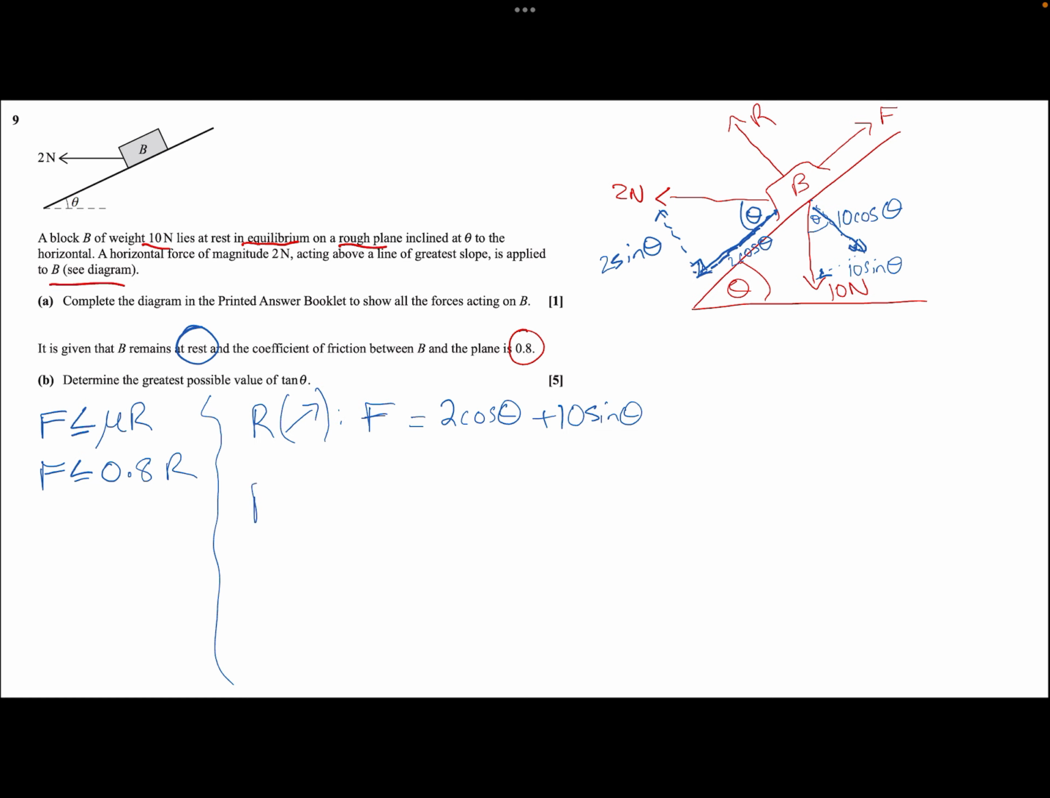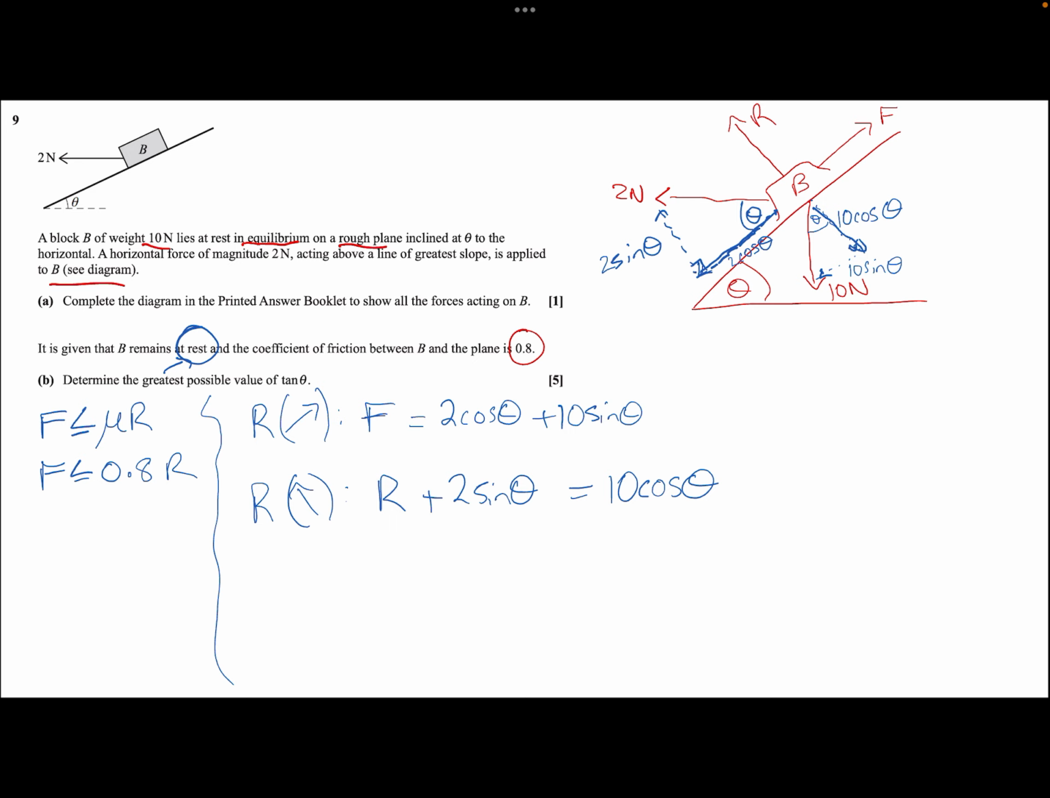Okay, resolving perpendicular to the plane, we've got the reaction force acting upwards. We've also got 2 sine theta acting upwards, and we've got 10 cos theta acting downwards. Okay, how do I know that up equals down? Well, that's because it's at rest, so there's no acceleration.